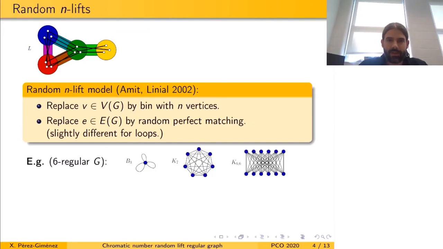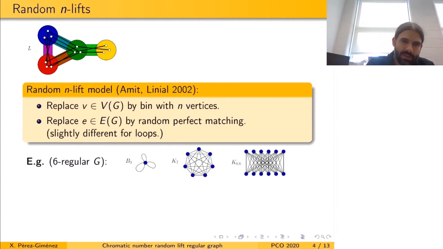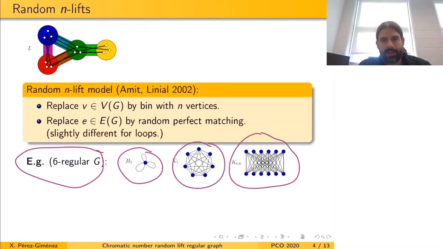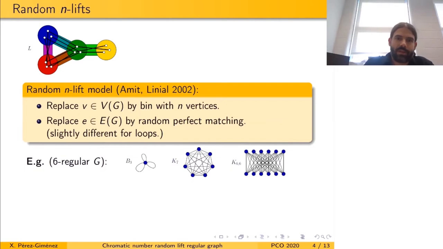So we're mainly interested in random lifts of d-regular graphs. For d equals 6, we could be choosing many different examples of 6-regular base graphs, and for each one, we would have a different model of random lifts. For instance, this is the bouquet with 3 loops, the complete graph on 7 vertices, or the complete bipartite graph K_{6,6}. They all have degree 6. And the question is whether the corresponding models of random lifts for each of these graphs are the same or are very different.